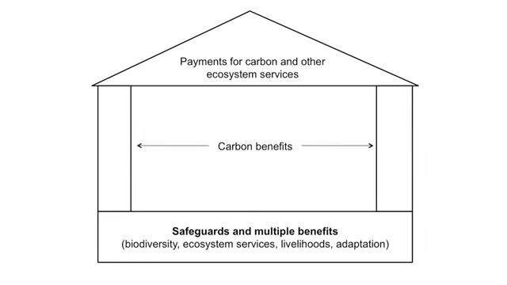And at its most basic, really, the participants in the workshops agreed that safeguards and multiple benefits for biodiversity, for livelihoods, for other ecosystem services, for adaptations, and so forth, are really the basis for future carbon benefits that are supposed to flow from REDD+, and ultimately for payments for carbon and for other ecosystem services.